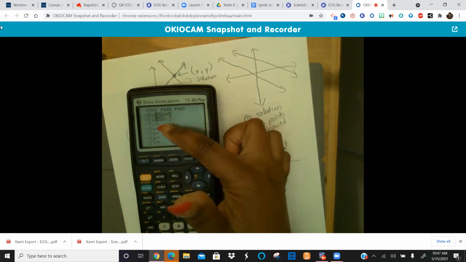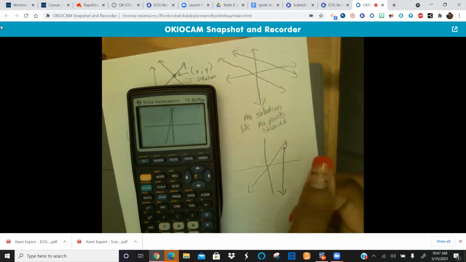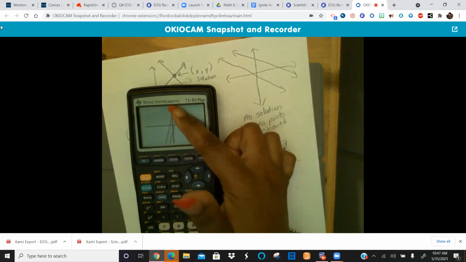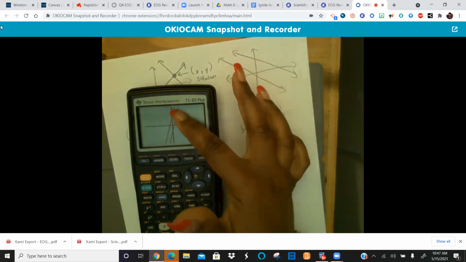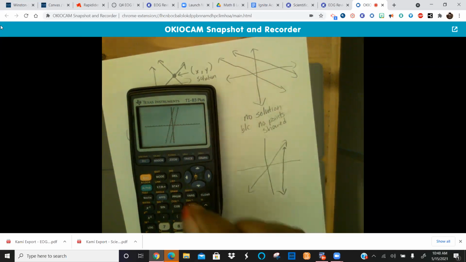The slopes are the same here. So when the slopes are the same, look at what happens with the equations. Look at that. They never cross each other. They're parallel. So when the slopes are the same, the lines are parallel. They're never going to touch. So this is a no solution, okay? No solution here.